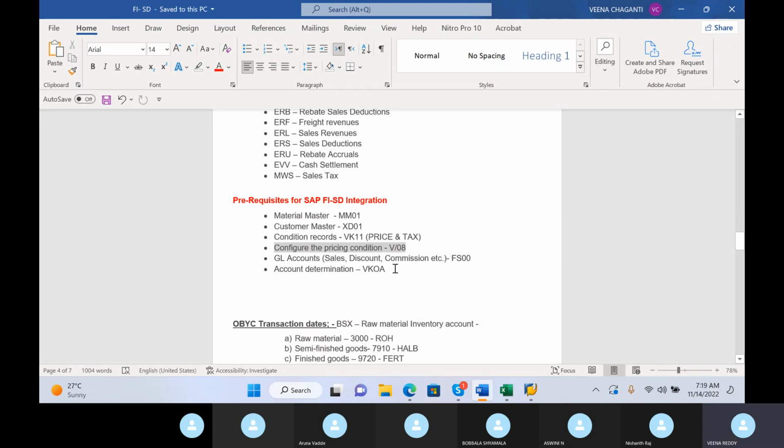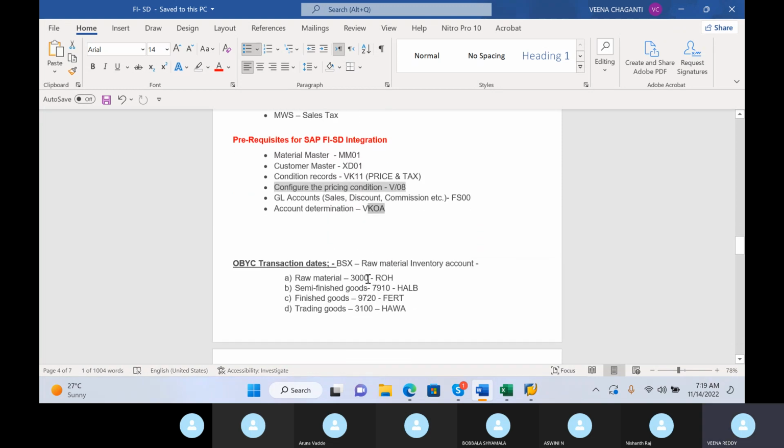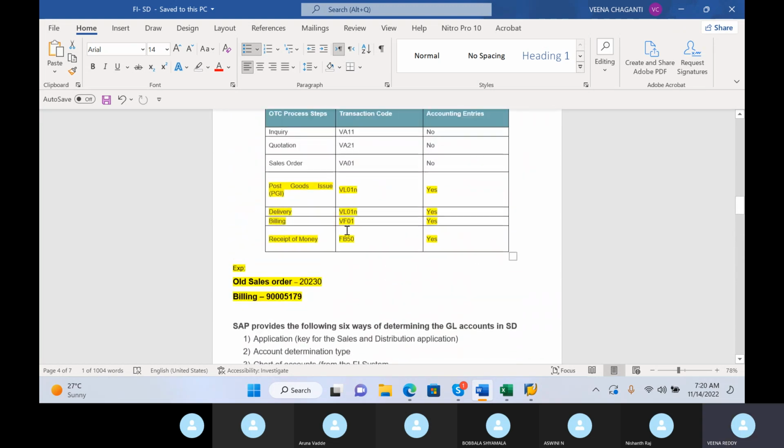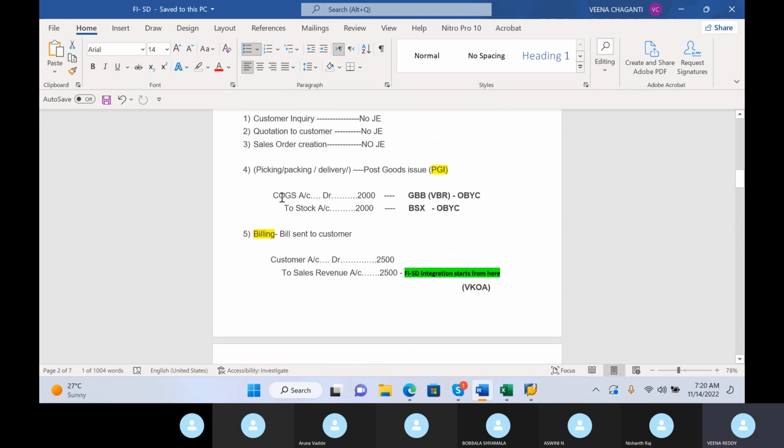Account determination happens in VKOA. This is the OBYC transaction. As we know, the cost of goods sold entry comes with the combination of the GBB transaction key and the BSX transaction key. I'll show it in the system. When post goods issue happens, the entry will come: COGS account debit to stock account. The stock account, we know BSX, was already configured in FI-MM integration. But COGS is related to clearing accounts.